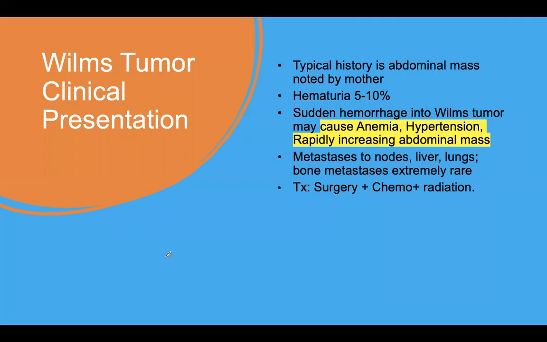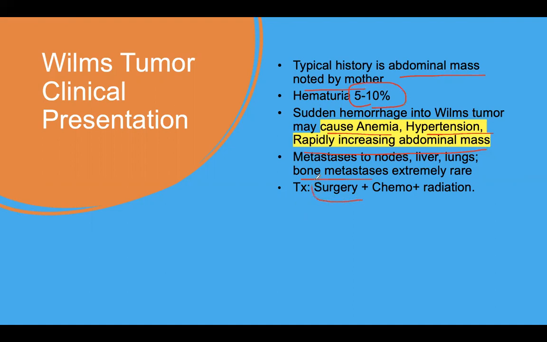Coming to the clinical presentation, the typical history is an abdominal mass, which is noted by the mother. That is the classical presentation of Wilms tumor. Hematuria may be seen in 5 to 10% of the cases. Sudden hemorrhage may occur due to trauma or some other event that may cause severe anemia, hypertension, and a rapidly increasing abdominal mass may be seen. Mets to nodes, liver, lungs are common, but rarely we may get bone mets as well.